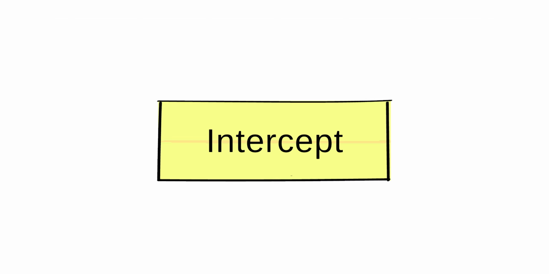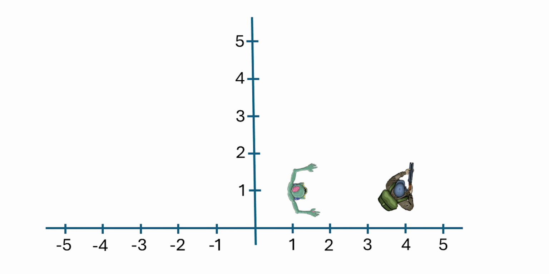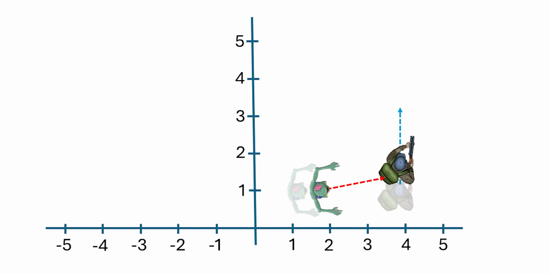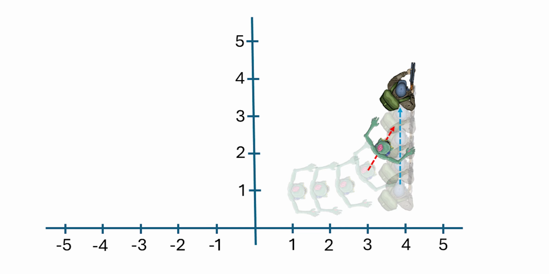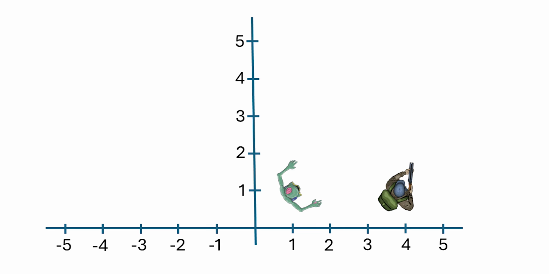Next up, we have the intercept behaviour. Another issue with the seek behaviour is when the target is moving, if it moves as fast as your agent does, your agent might never reach the target. So we have intercept. This is a behaviour that attempts to predict where the target will be in some given time, but determining how far to look ahead is a tricky concept.